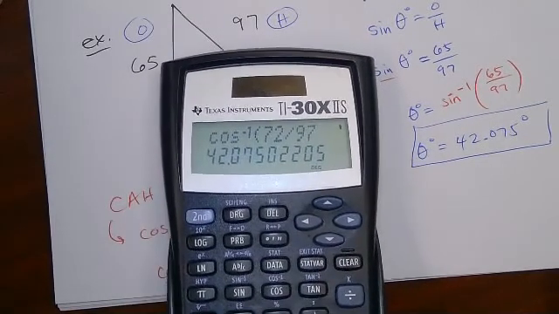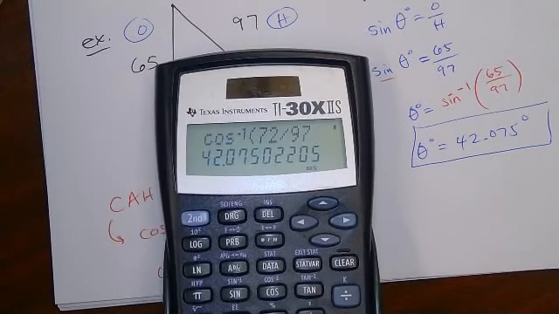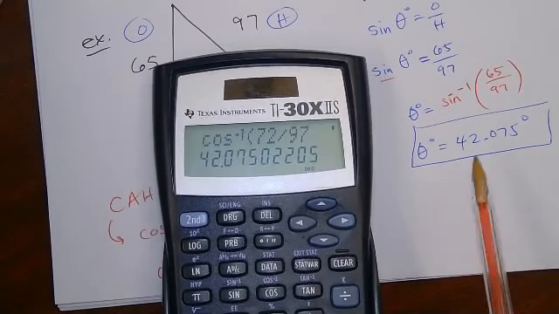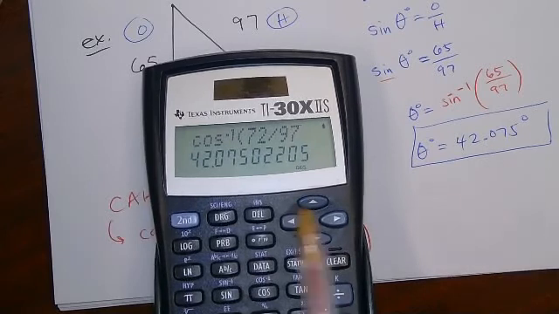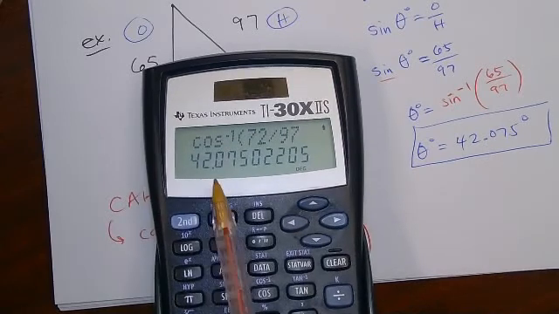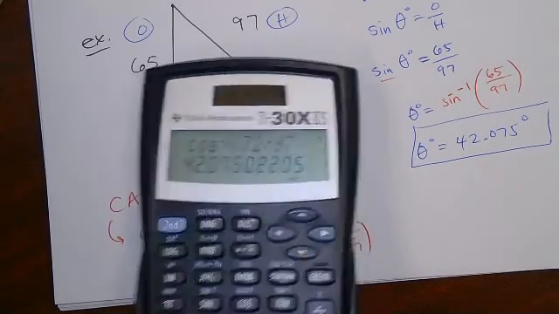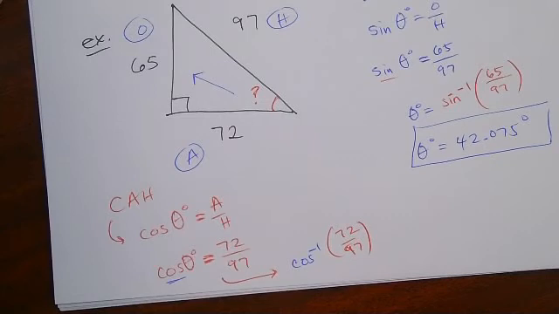What do you guys see right there? Did we get the same answer? The same angle measure? Yeah, look. Over here when we use sine, we got 42.075. And look, I did cosine and I got the same thing.